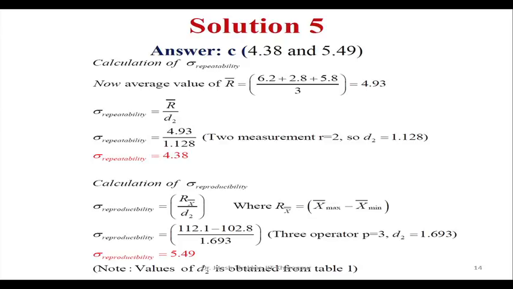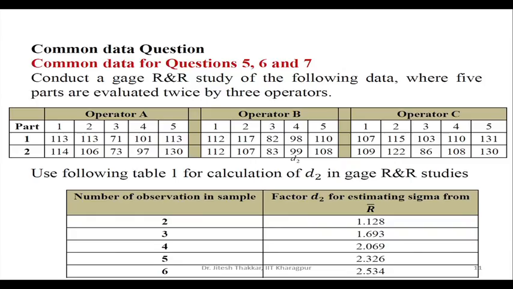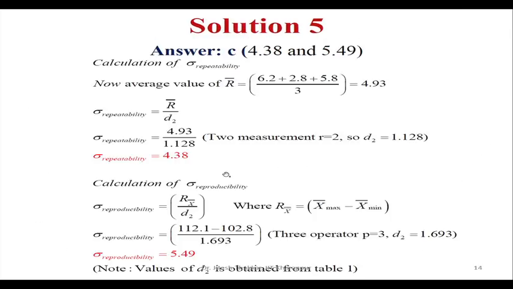Now, where has the D2 come from? Along with the data, I have also presented a table which represents the values of D2 for different numbers of observations in a sample. Now, we have two measurements, so the number of observations in a sample is 2, and the corresponding value of D2 is 1.128, and hence sigma repeatability is 4.38.